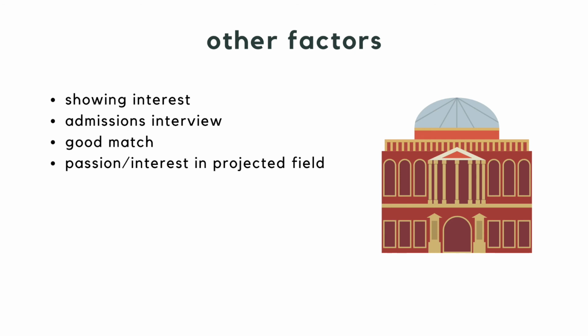Okay, now that we've talked about the main factors that are the most important, let's talk about some other factors that go into admissions processes but aren't the most important. The first one is showing interest. A lot of people worry about this, especially people who are going to more prestigious universities. A lot of people get worked up about that.